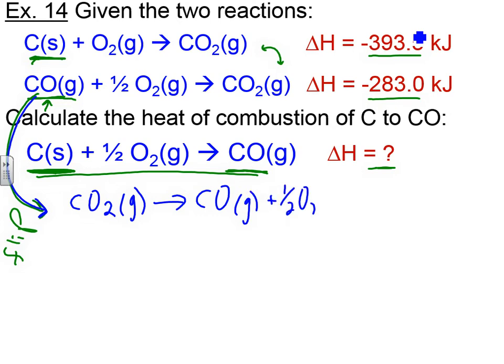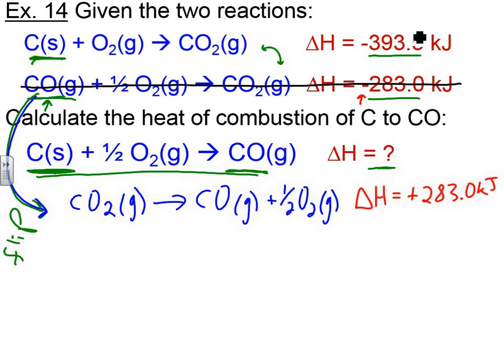Now the delta H for the reaction is now not negative, but positive 283.0 kilojoules. I'll go ahead and cross out the equation that I've manipulated, so that way I don't have to use it. Now, if I've done this right, these two should match up to give me my final equation.